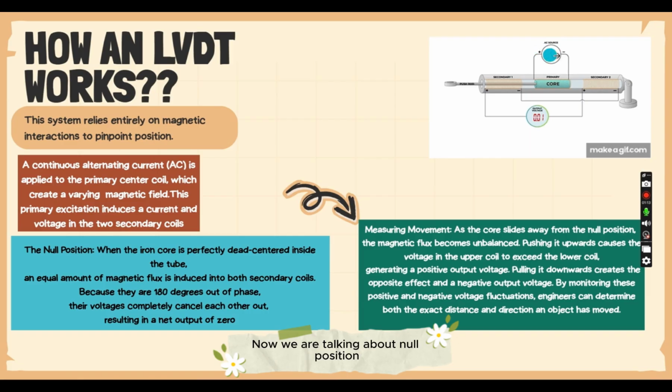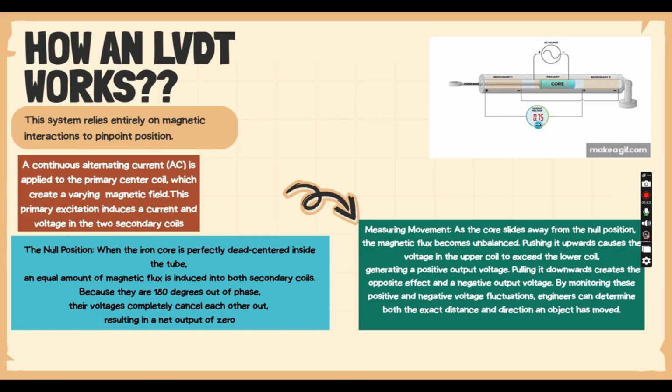Okay, now we are talking about the null position. Initially, it stays in the null position. The null position is here. The iron core is perfectly dead centered inside the tube. When it is in the middle, an equal amount of magnetic flux is induced in both secondary coils, and because they are 180 degrees out of phase, their voltages completely cancel each other out, resulting in a net output of 0. To be simple, in the middle, there is no net voltage here. So the output voltage will be 0.